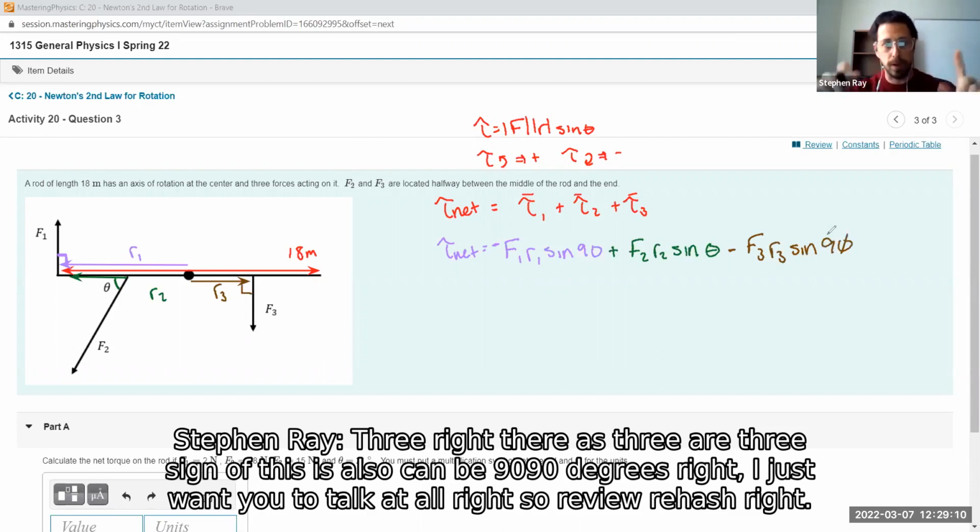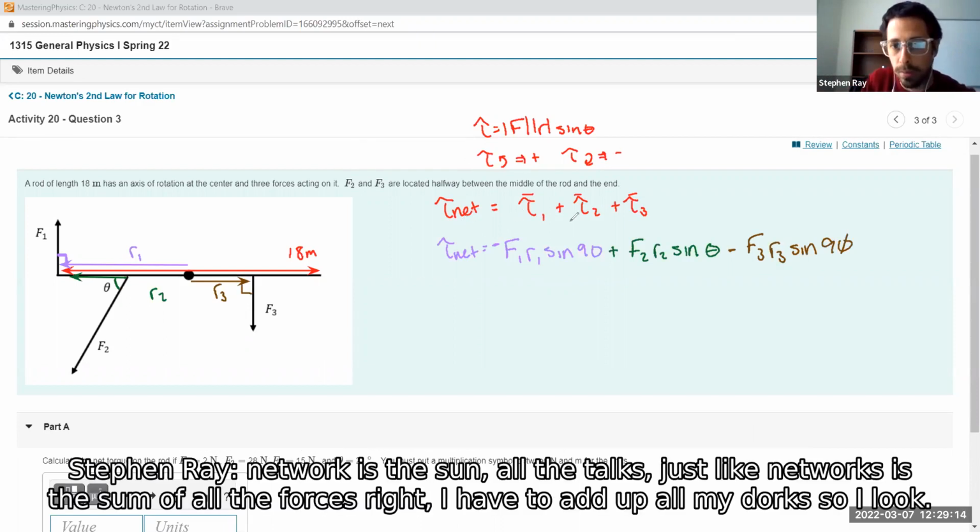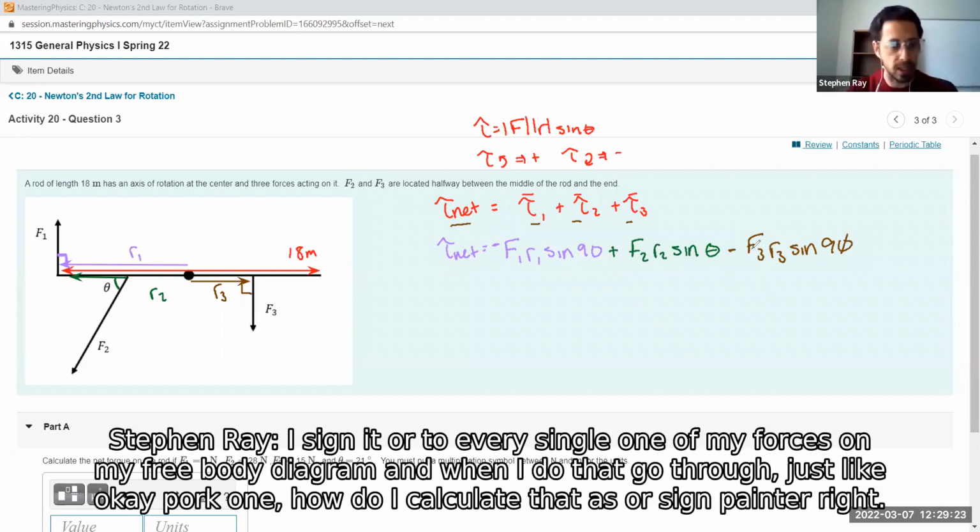Right, I just want to do net torque. So review, rehash, right? Net torque is the sum of all the torques, just like net force is the sum of all the forces. I have to add up all my torques. So I assign a torque to every single one of my forces on my free body diagram. And when I do, I go through, okay, torque 1. How do I calculate that?